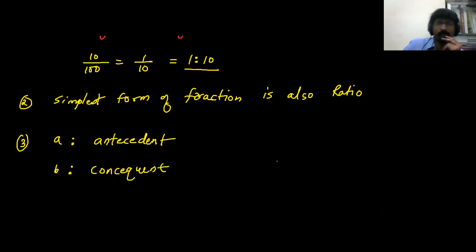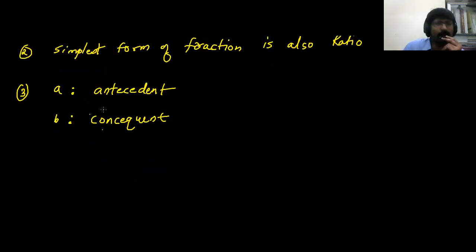Okay, keep writing, guys, keep writing. All these things you have already learned in standard 8. In case someone has missed them, I'm just making your notes clear. Consequent means like consequences, something that comes after, isn't it? So B comes after A. That's the reason it's called consequent.